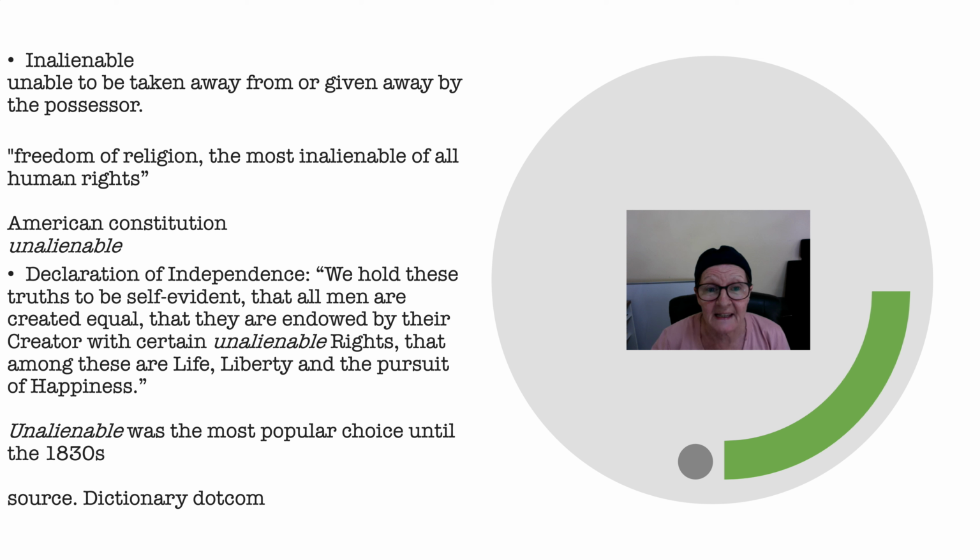What does inalienable mean? It means unable to be taken away from or unable to be given away by the possessor. And one of their inalienable rights is freedom of religion. Now, freedom of religion is repugnant to the 1688 Bill of Rights because ours is a protection for Protestant people. Why is there no freedom of religion?